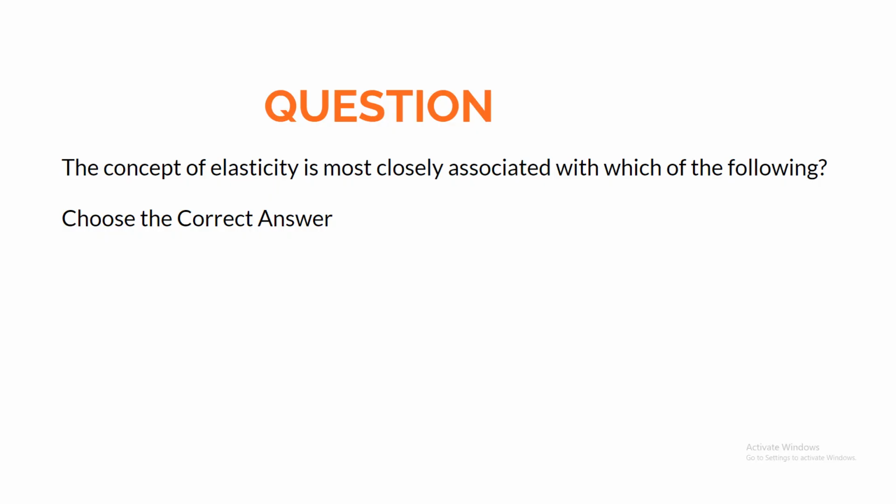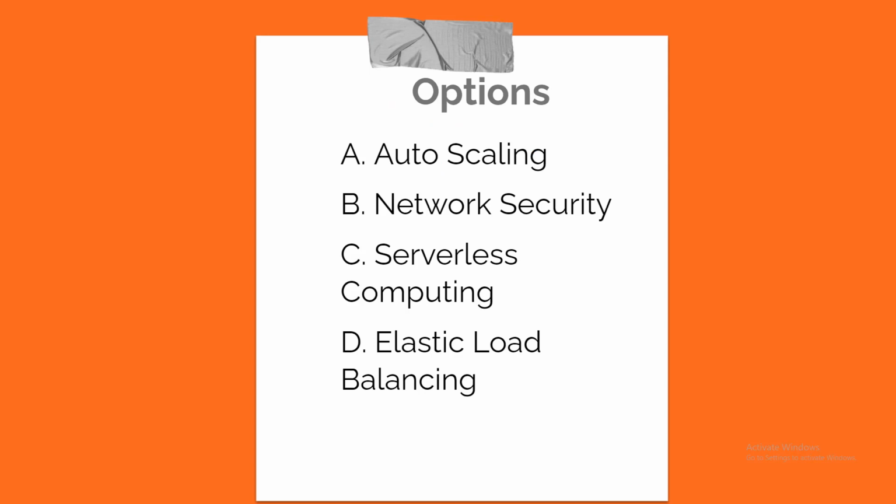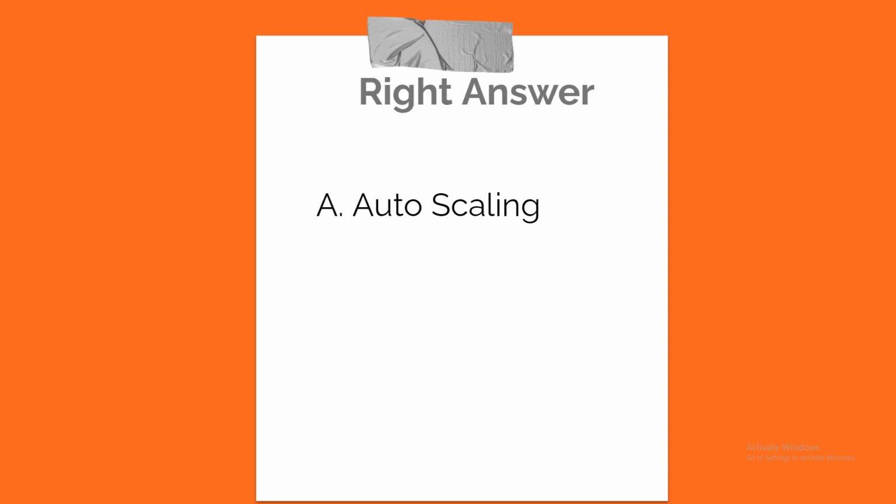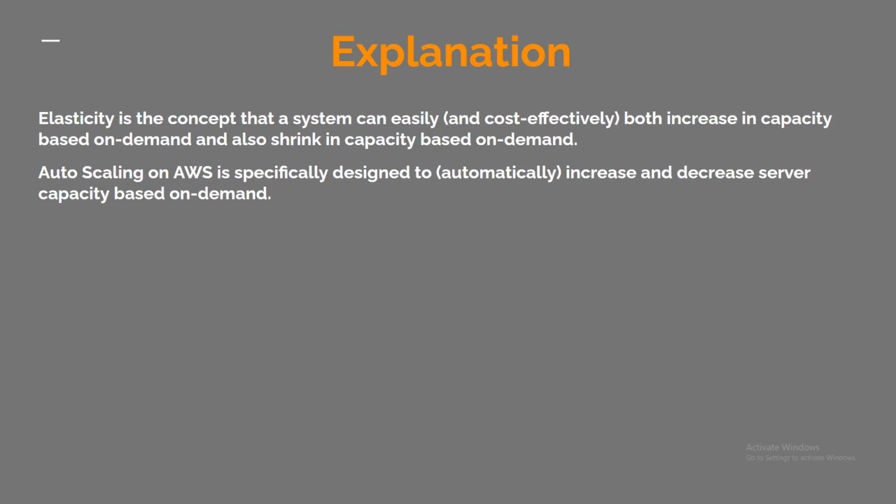Question. The concept of elasticity is most closely associated with which of the following? Choose the correct answer. A. Auto-scaling, B. Network security, C. Serverless computing, D. Elastic load balancing. Answer. A. Auto-scaling. Explanation. Elasticity is the concept that a system can easily and cost-effectively both increase in capacity based on demand and also shrink in capacity based on demand. Auto-scaling on AWS is specifically designed to automatically increase and decrease server capacity based on demand.